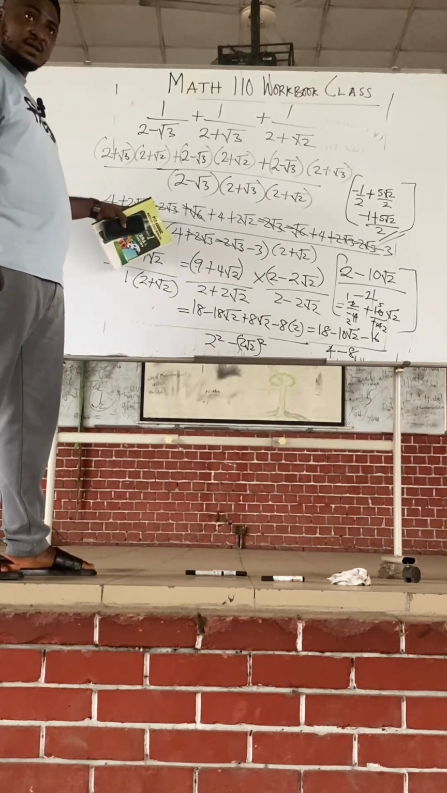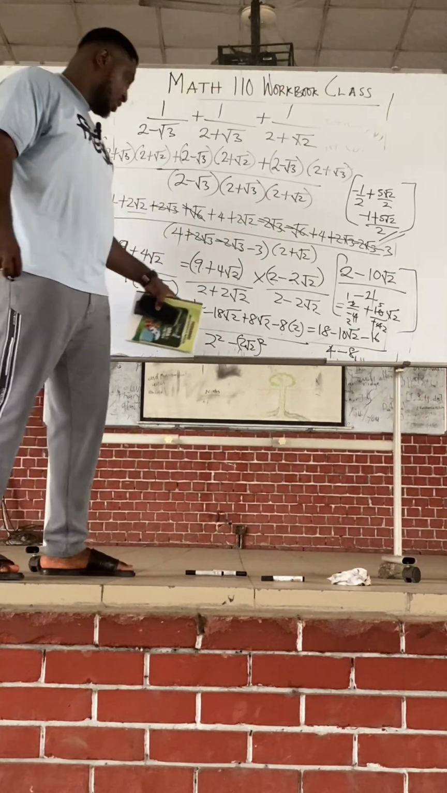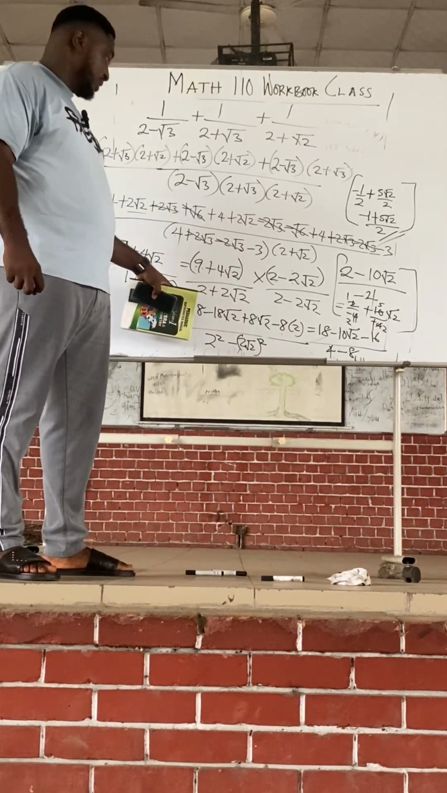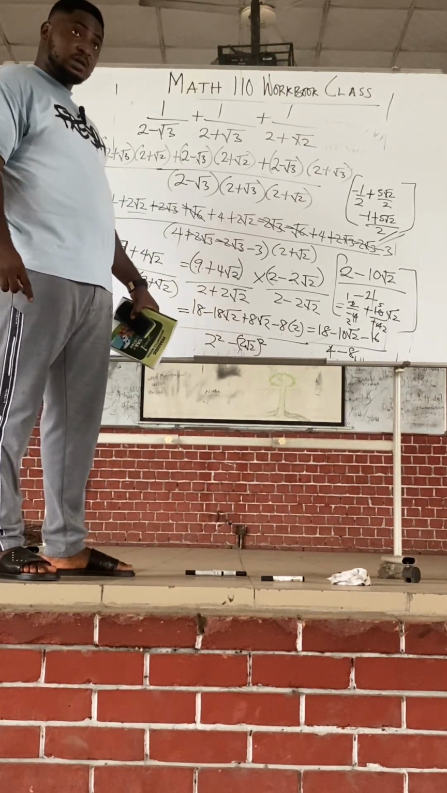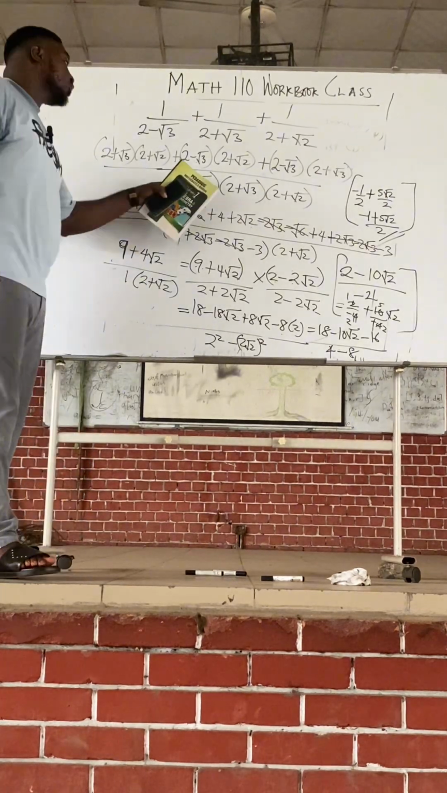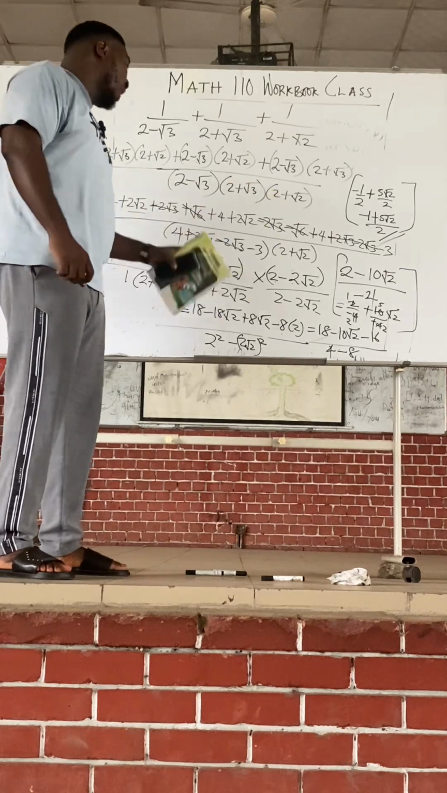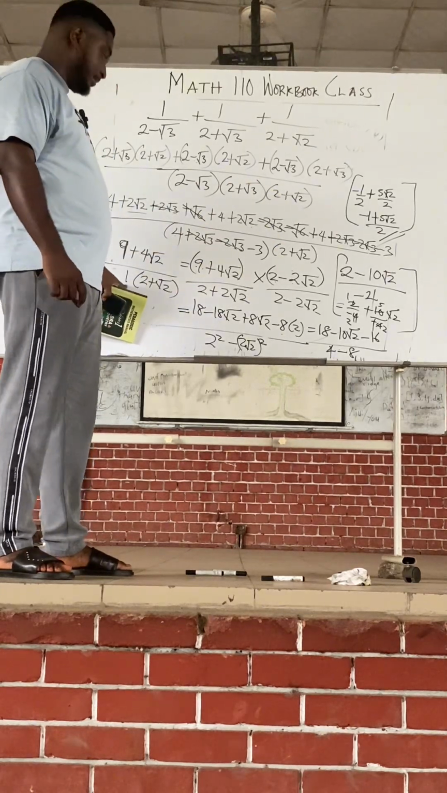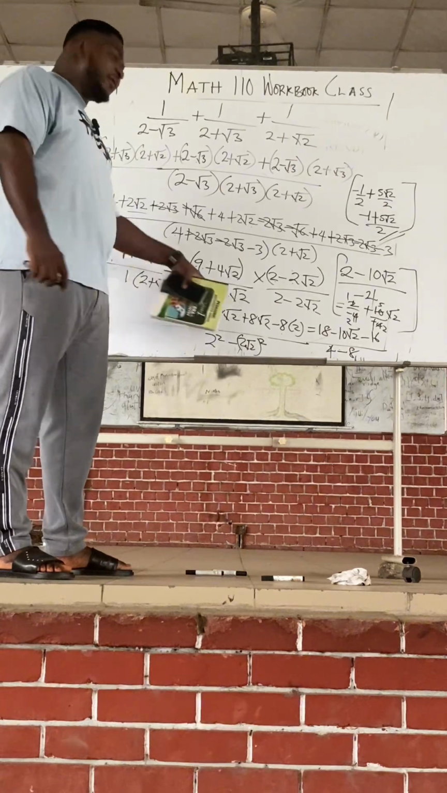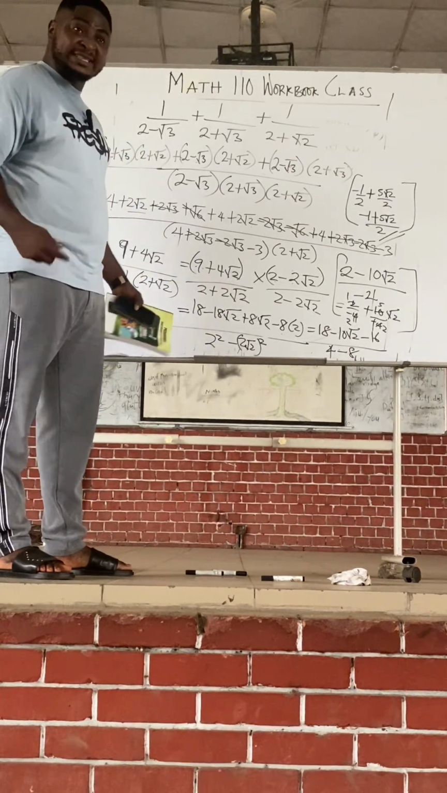This, yes. Did you give you what? Yes, 2 minus root 3 times 2 plus root 3 gave us 1. Yes, 1 times this gives you this. It's the same thing now. 1 times anybody is the same.